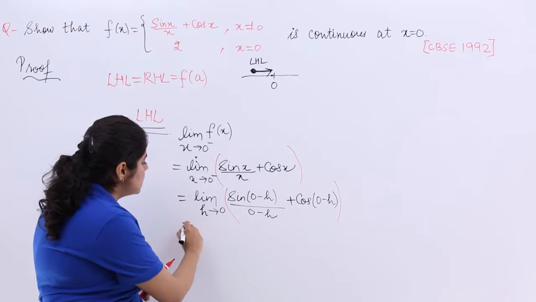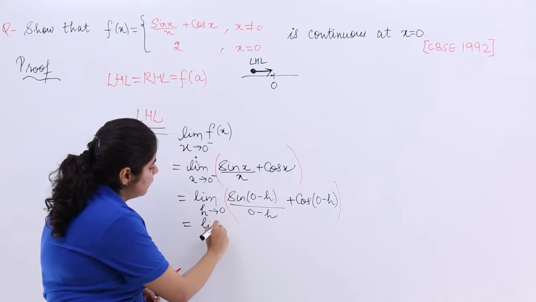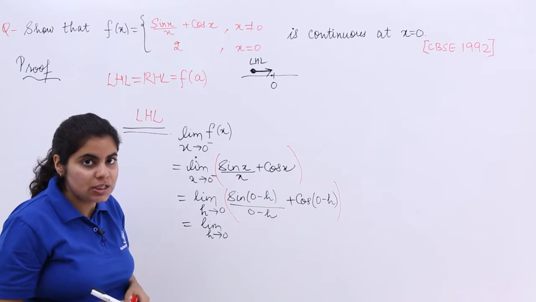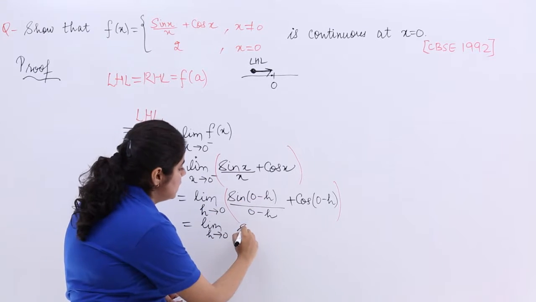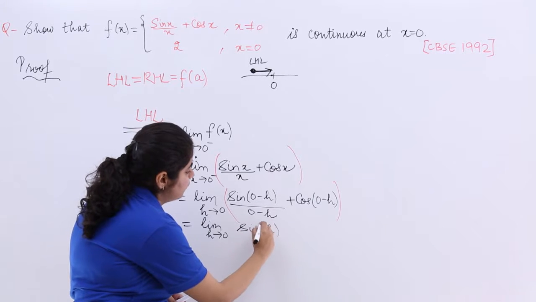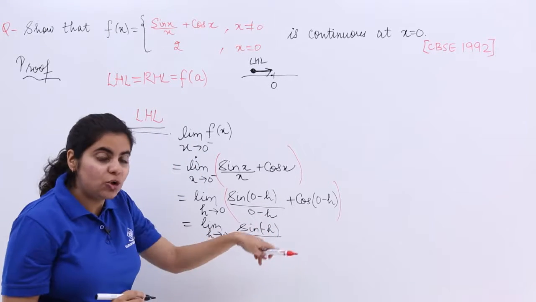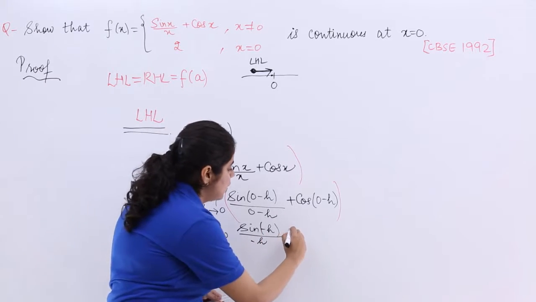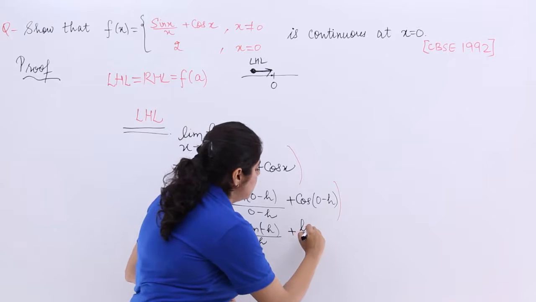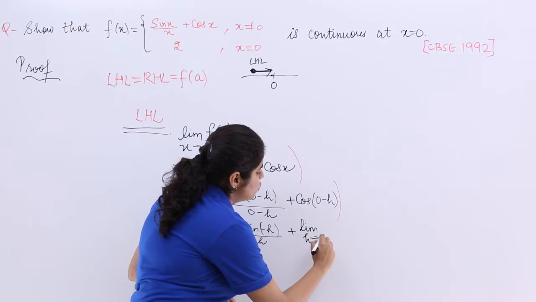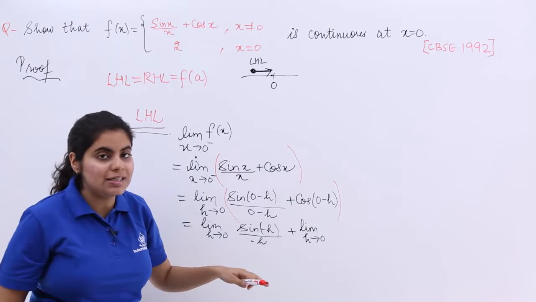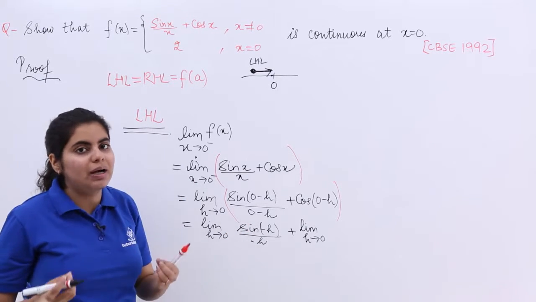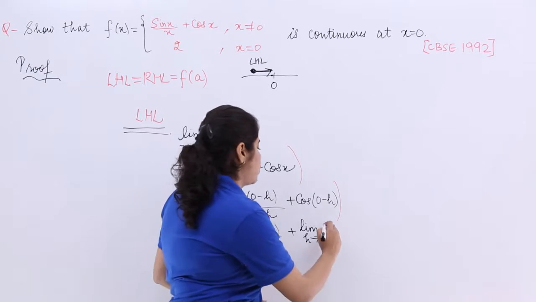Now what happens? Here it is limit h tends to 0. What is sin(0 minus h)? Sin(0 minus h) is basically sin of minus h upon 0 minus h, which is again minus h, right? And here if I separate the limits, it becomes limit h tends to 0. What is cos(0 minus h)? Cos(0 minus h) is cos of minus h, and cos of minus theta is cos theta. So it becomes cos h.